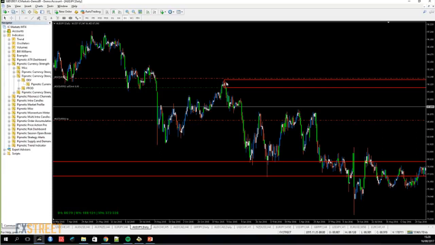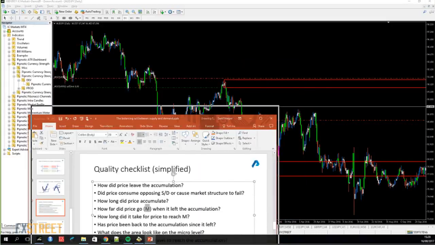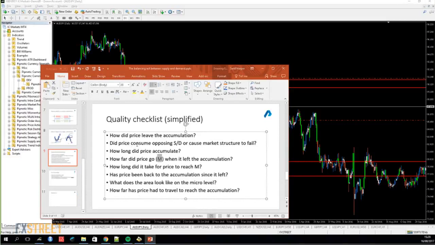So this is actually the origin of the move that consumed the opposing demand down here in the bottom. So this is the one you want to target. And so yes, it did consume opposing demand. This is not a perfect area, but it did do what we wanted it to do.